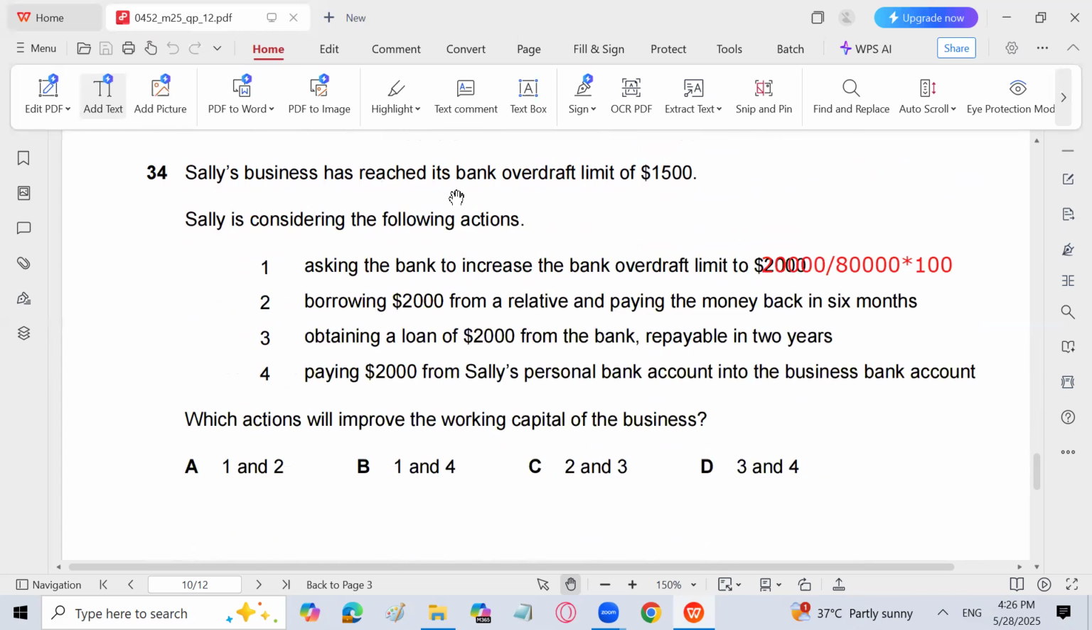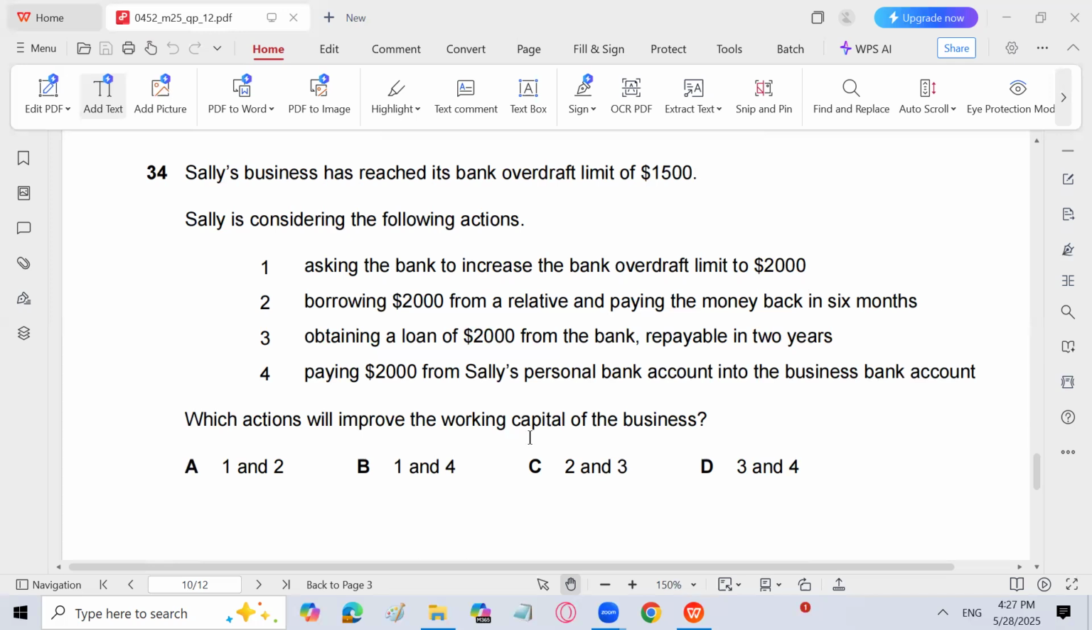Sally's business has reached its bank overdraft limit of 1,500. Sally is considering the following actions. Asking the bank to increase the bank overdraft limit to 2,000. Borrowing 2,000 from a relative and paying the money back in 6 months. Obtaining a loan of 2,000 from the bank repayable in 2 years. Paying 2,000 from Sally's personal bank account into the business bank account. Which action will improve the working capital of the business?